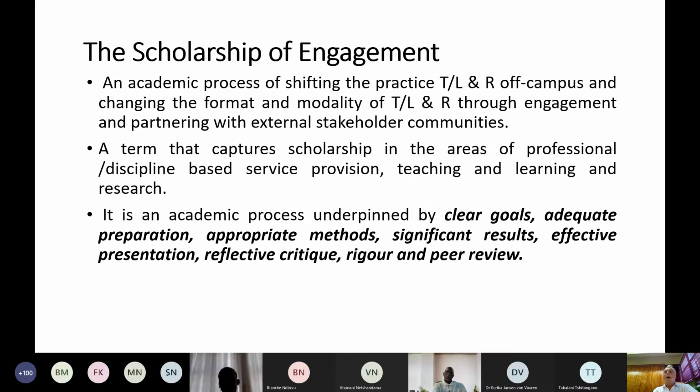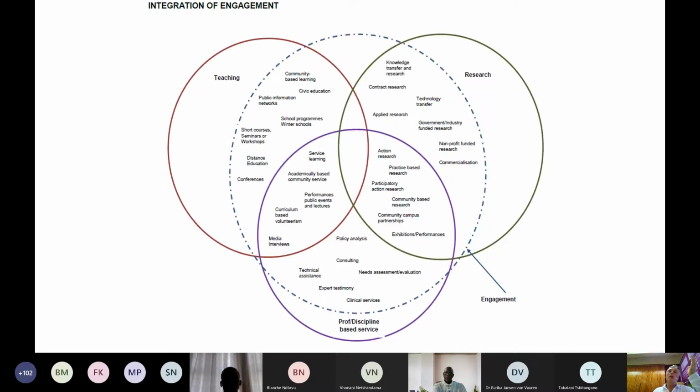And you'll find that if you don't have those particular aspects and you produce a particular article on work that you've done in the community for publication, if you haven't followed the procedures that normally apply to other scholarship, you won't get it publicized. So right from the beginning, you need to be clear what are your aims and objectives, what methodology you're going to be using, etc.